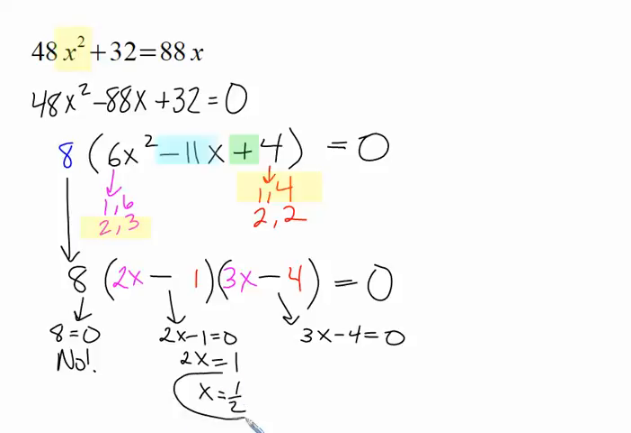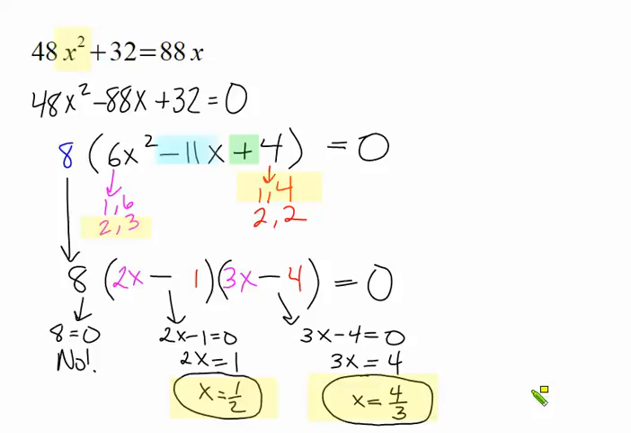Now circle it because that is a valid answer. And over here we'll get 3x equals 4. So x is equal to 4/3. Again, circle that because it too is a valid answer. What are our final answers to this problem? Well, it's x equals 1/2 and x equals 4/3.